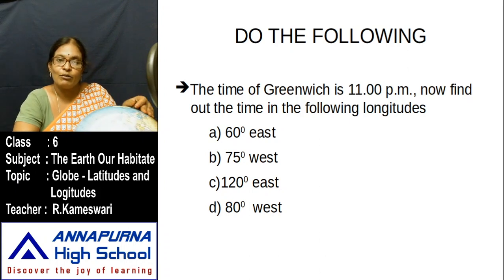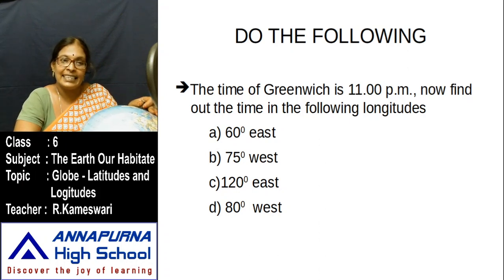Children, I will give some work to you. Do the work. The time of Greenwich is 11 p.m. Now find out the time in the following longitudes: 60 degrees east longitude and 75 degrees west longitude, 120 degrees east longitude and 80 degrees west longitude. First, you identify whether it is east or west. Whether you cross the 180 degrees east and west longitude or not. Whether you add hours or subtract hours, calculate.